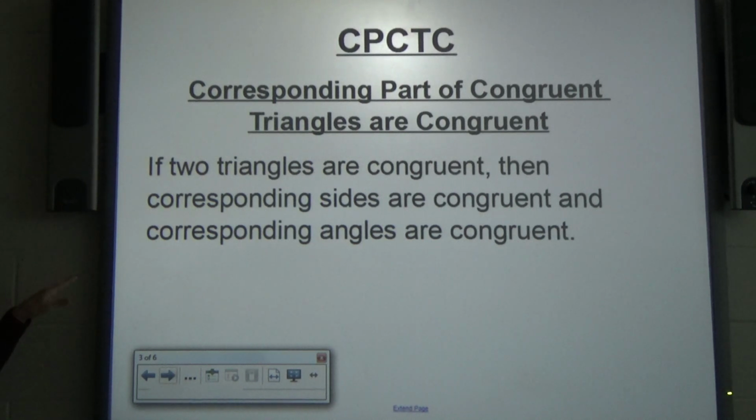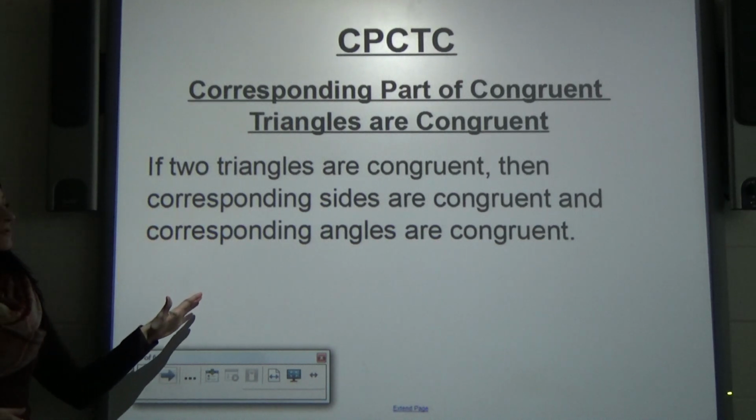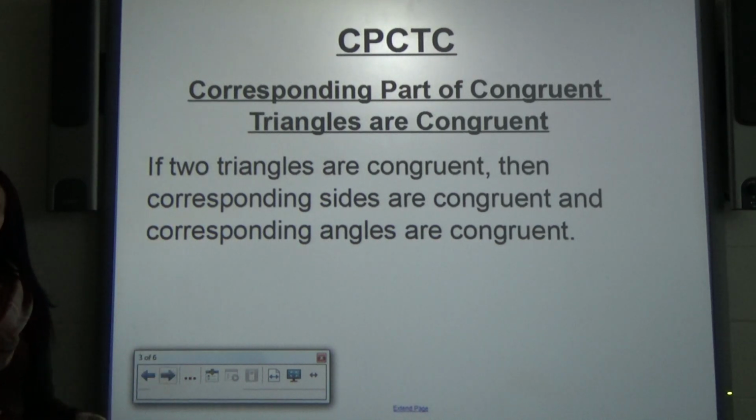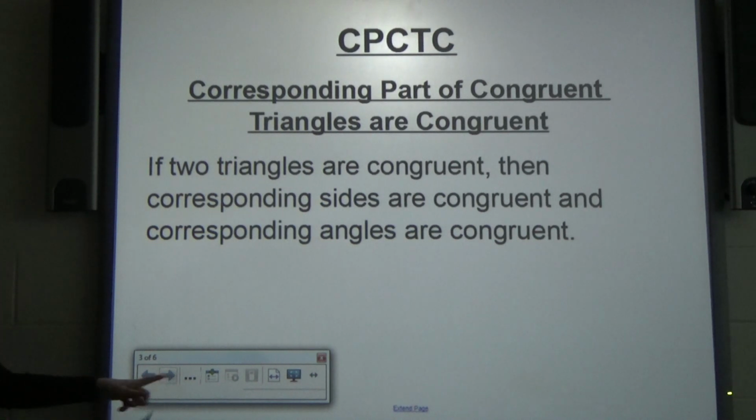The difference between yesterday and today: yesterday with similarity, when I was talking about similar figures, the angles that related to each other were congruent. However, the sides that were related to each other were proportional, and I created that fraction or that ratio of the sides. Here it's a different story. Here the sides and the angles both have to be congruent.